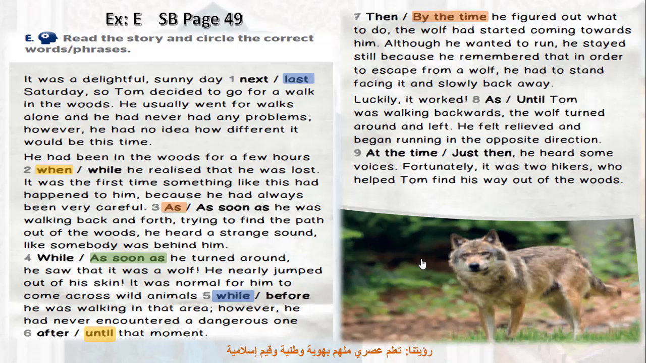By the time he figured out what to do, the wolf had started coming towards him. Although he wanted to run, he stayed still because he remembered that in order to escape from a wolf, he had to stand facing it and slowly back away. Luckily, it worked. As Tom was walking backwards, the wolf turned around and left. He felt relieved and began running in the opposite direction.